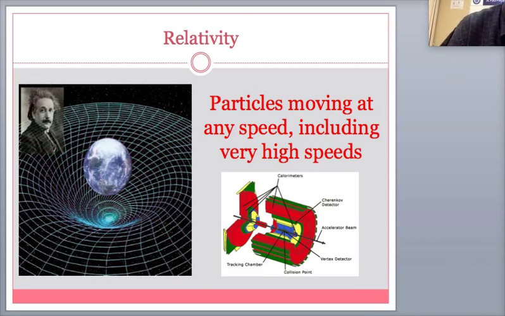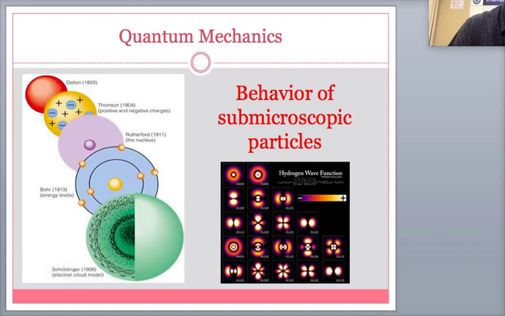Relativity is best known from Einstein. Particles moving at any speed, including very high speeds, are sent through the accelerometer. Quantum mechanics is the behavior of submicroscopic particles. This focuses on chemistry. On the left you see the model of an atom, starting with Dalton in the late 1700s or early 1800s, all the way up to Schrödinger in the 1920s.